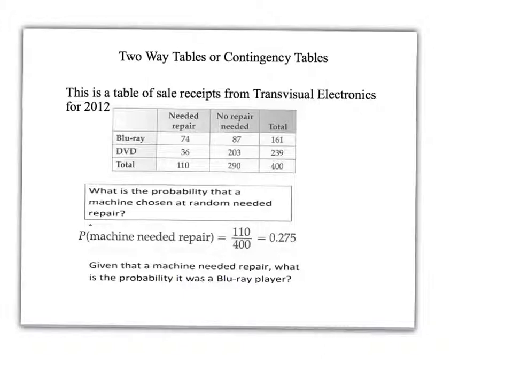So out of the 400 here, those that needed repair, I look at the total of the needed repair column, 110 out of 400. On the other hand, often the second question, given that a machine needed repair, so I'm only looking at the machines that needed repair. Given that the machine needed a repair, what's the probability it was a Blu-ray player? So I'm looking at 74 out of a total of 110 that needed repair.